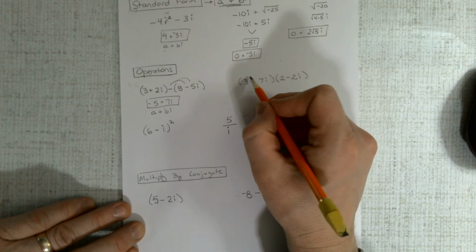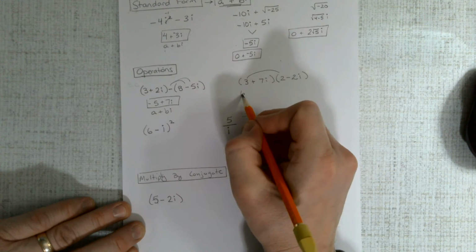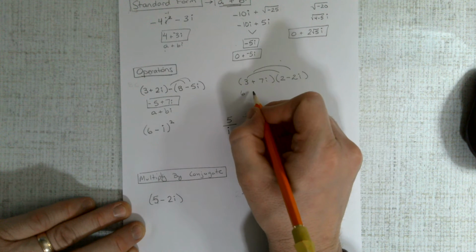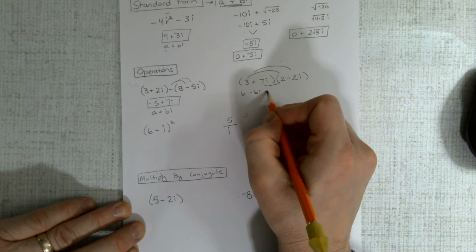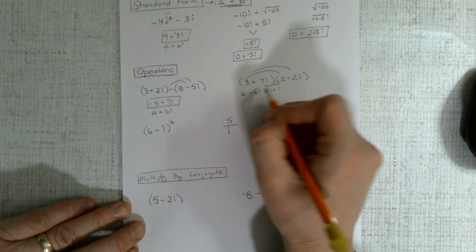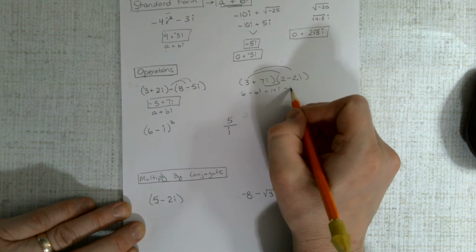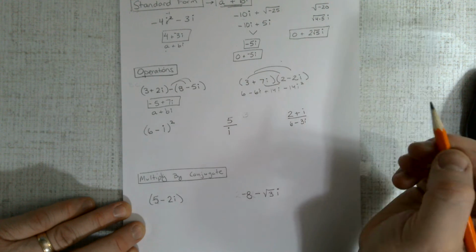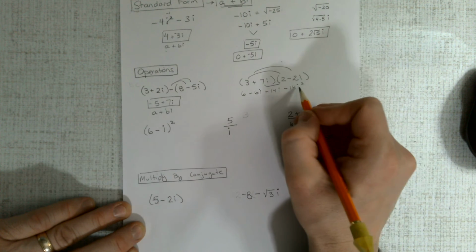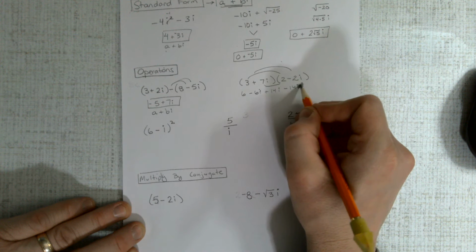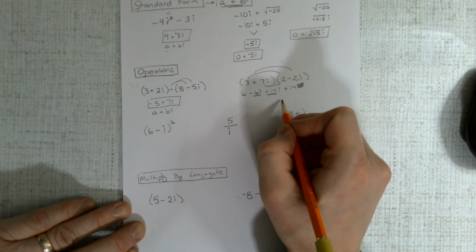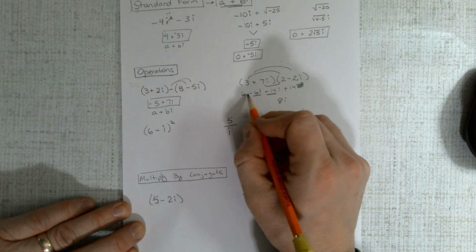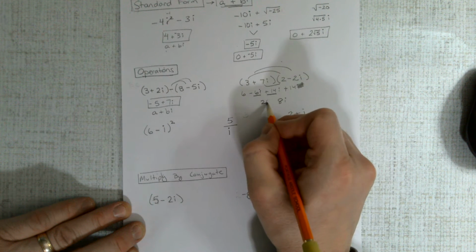We have to distribute. This times this is 6. This times this is -6i. And that is plus 14i. And that is a minus 14i squared. Some simplification here. i squared is -1, so that's going to make that positive. These can go together to make 8i, and these can go together to make 20.